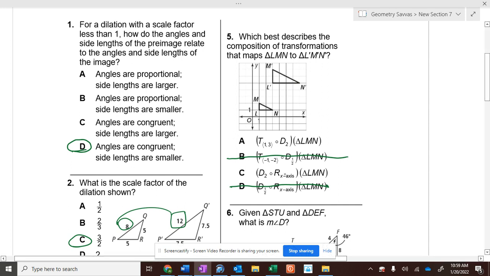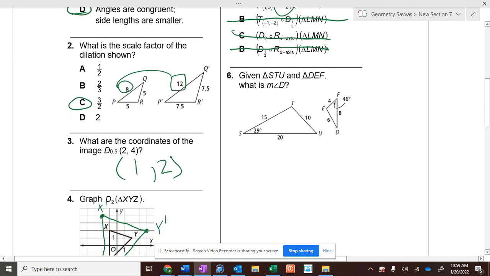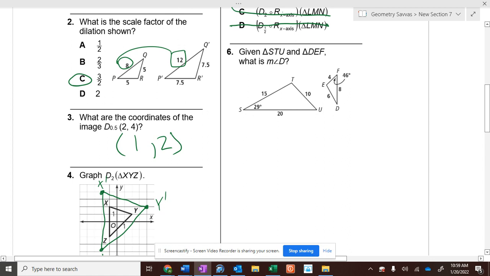Now, did we reflect it across the x-axis, then dilate it? No. What we did was we dilated it twice the size, so instead of 1, 1, we're at 2, 2. Instead of at 1, 2, we're at 2, 4. Instead of at 3, 1, we're at 6, 2. That's our dilation that we did first, and then we move it to the right 1, up 3, and so on. So there we go. It was A.